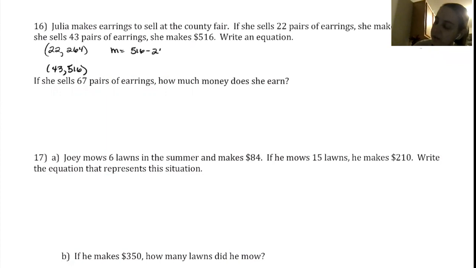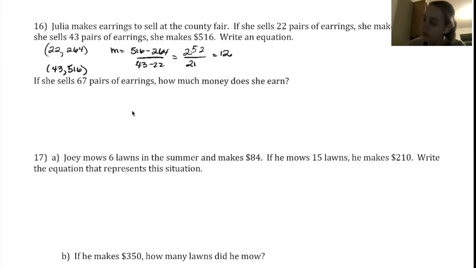516 minus 264 over 43 minus 22. Let's see, the bottom's 21 and the top is 252. All right, I think that's right. And then I'm going to steal a calculator on my laptop here. So 252 divided by 21 is 12.